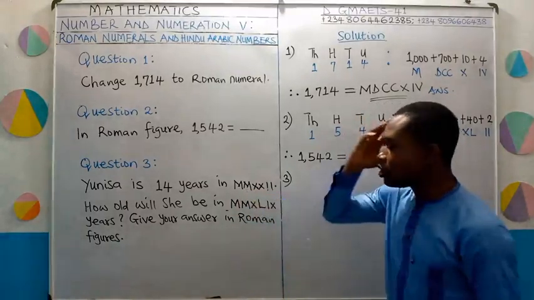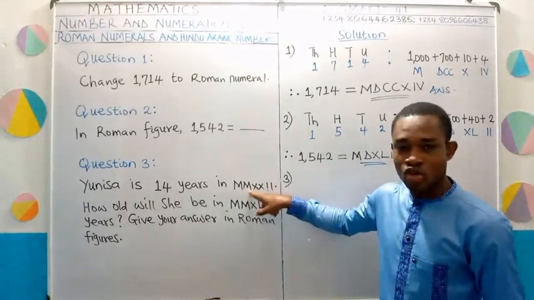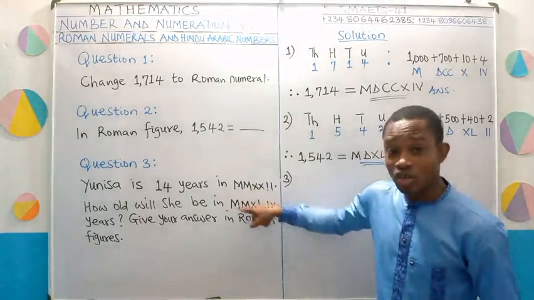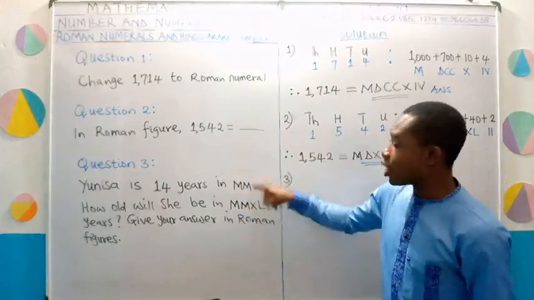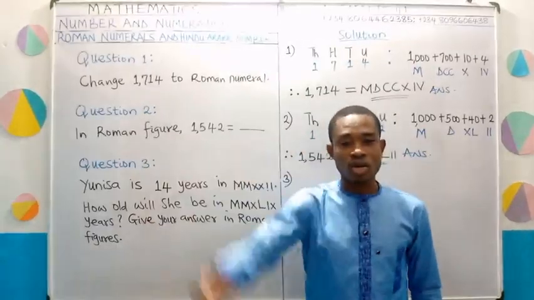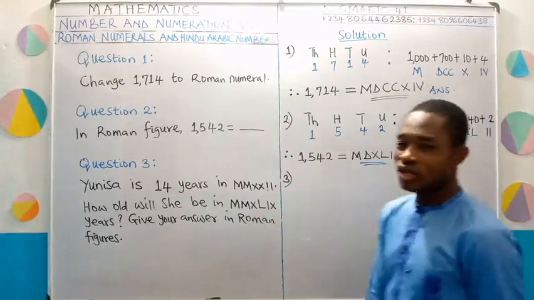So coming here, all we need to do is to know this year. Let's get it in Arabic numeral. So we will also get this year in Arabic numeral. Then we'll subtract to know the age difference. Whatever we get, we add it to this 14 to know how old Unisa is going to be in this year. So let me quickly do that, okay?